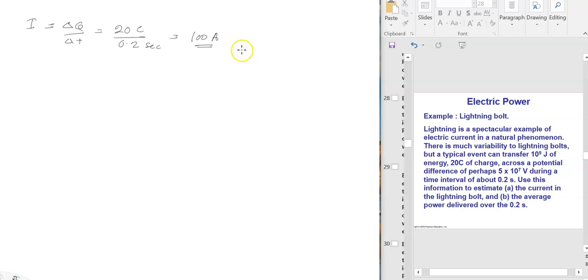The average power delivered. Power equals VI. 5 times 10 to the 7, current 100. So 5 times 10 to the 9. This many watts. What is this? Kilowatts, megawatts. This is giga, or gigawatts. 5 GW. That's a lot. This much power.